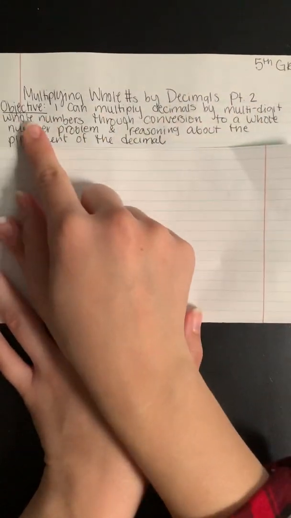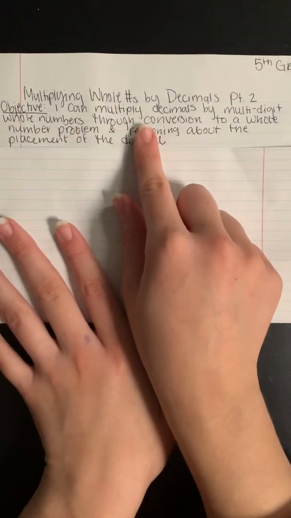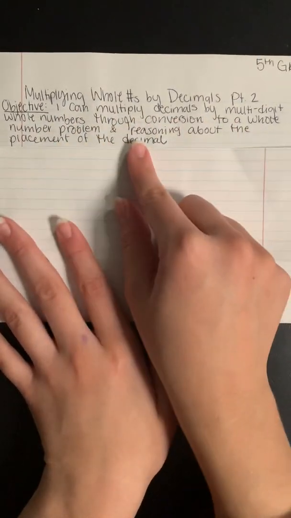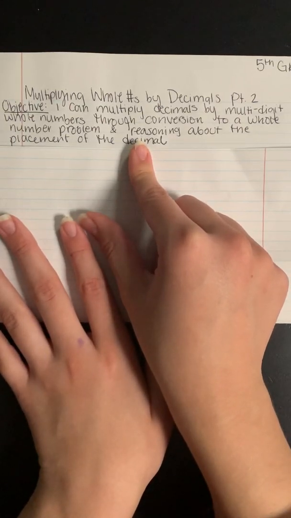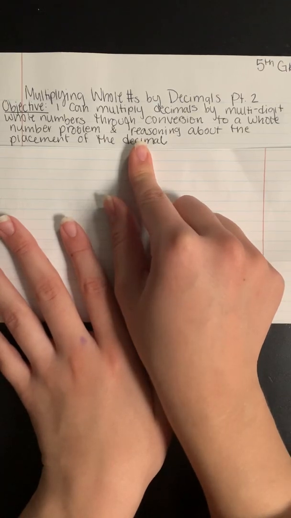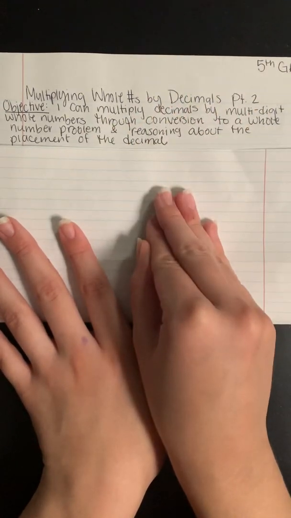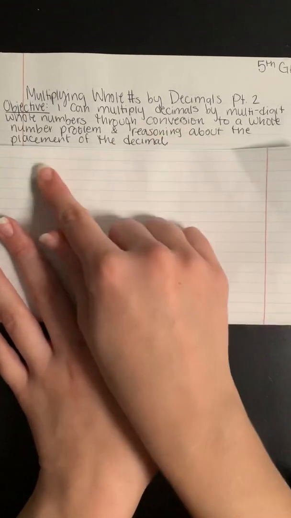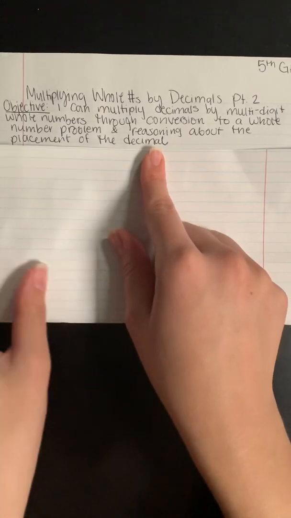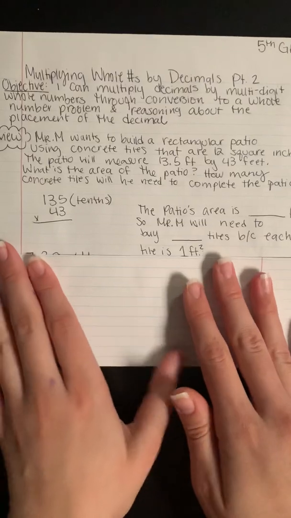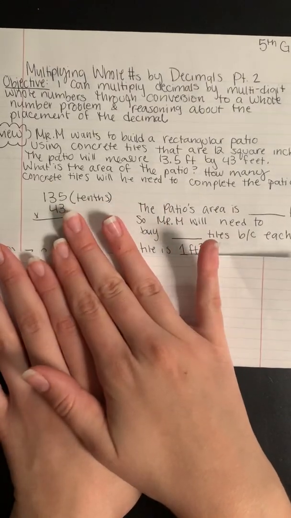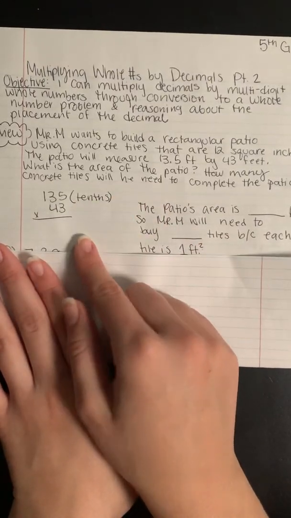So our objective is: I can multiply decimals by multi-digit whole numbers through conversion to a whole number problem. Today we're going to kind of ignore the decimals, or turn the problem into a problem that's only whole numbers, and then we'll sneak the decimal back in at the end. And we'll reason about where the placement of that decimal point should be. We're going to start out with a little review of what we've been working on, which is using the standard algorithm when we have whole numbers and decimals.